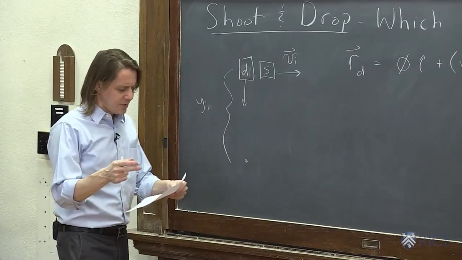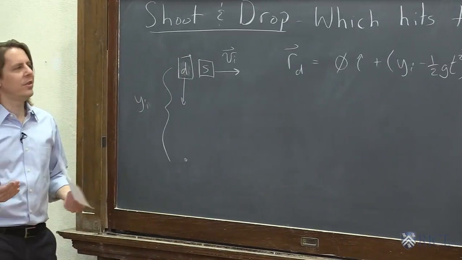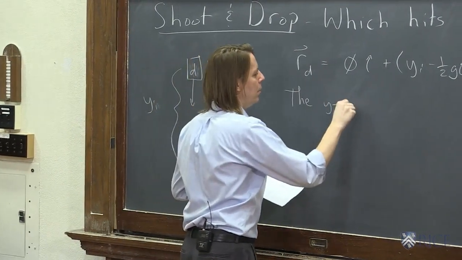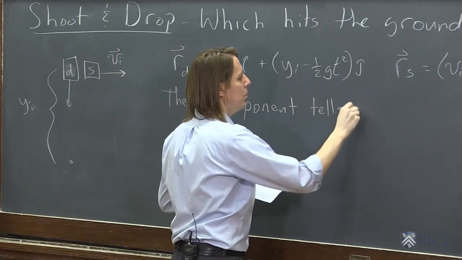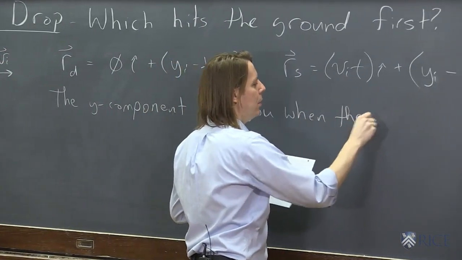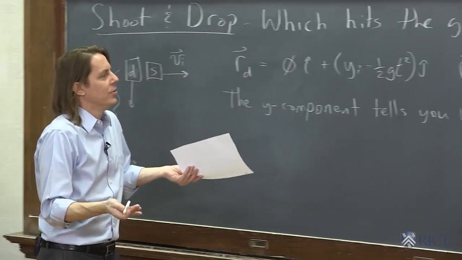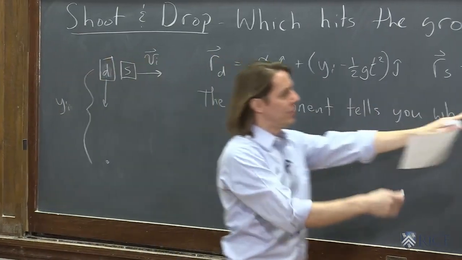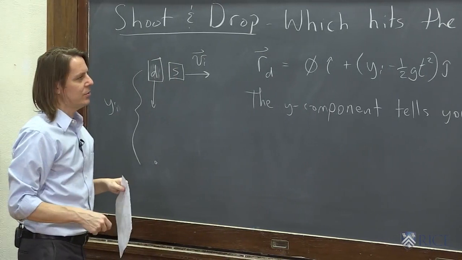Let's see. So the question is, which hits the ground first? When do they hit? So the y component tells you when they hit. I like to imagine you're talking to the equations. You ask the equations, when does it hit the ground? And it tells you when this is 0. Right? And when does this one hit the ground? When this is 0, because that's the y position. So we actually don't need the x position to answer this question.